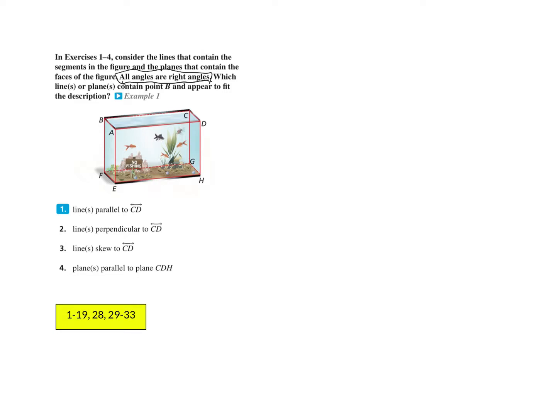Which lines or planes contain point B? So we're focusing on point B here, and that it appeared to fit the descriptions. All right, so number one, lines parallel to CD. So a line parallel to CD would be, that includes B, all right? So we want a line that includes B. You could do, let's see, CD would be AB. So if we look at those, there's CD, there's AB, those are parallel.